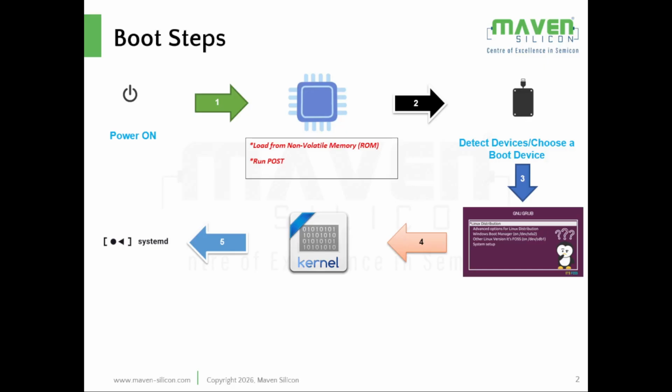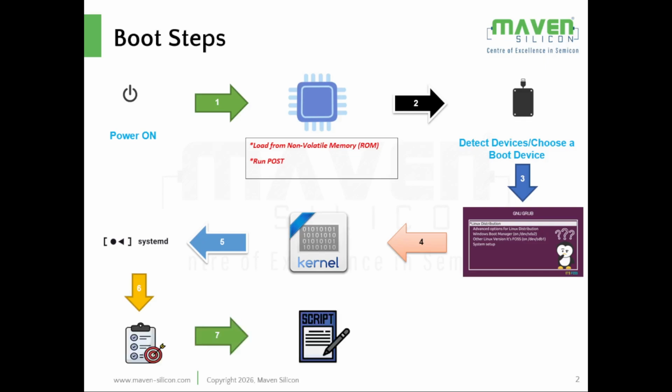The next step: the targets, services, and startup scripts. Now comes an important part: how services and scripts are actually executed. In systemd, the concept of targets replaces the older run levels used in the traditional init system. A target is simply a group of services that define a system state. For example, multi-user.target represents a command line system. graphical.target represents a full desktop environment.